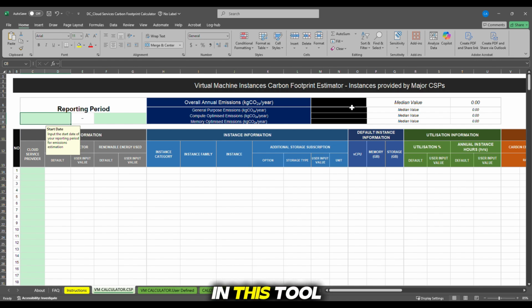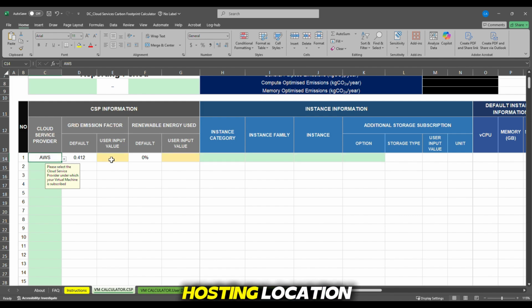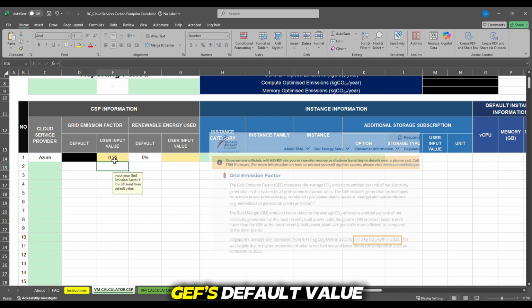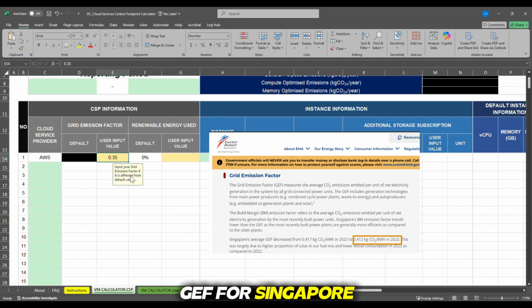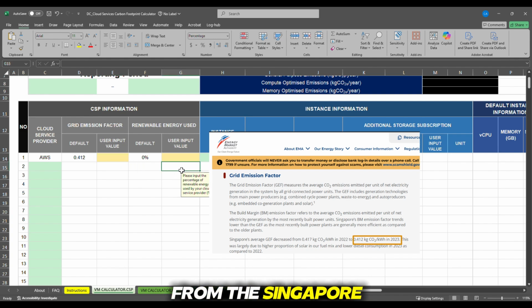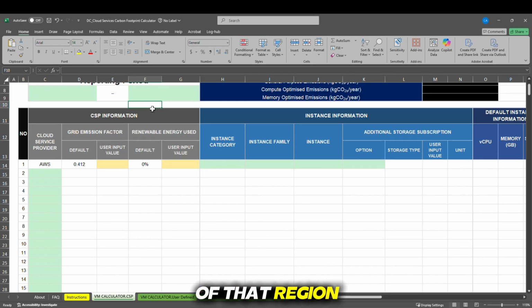The database used in this tool is based on several major CSPs. The first input required is the hosting location of the virtual machine VM. After this is the grid emission factor. GEF's default value comes from the latest EMA published GEF for Singapore. This is under the assumption that most of the services used will be coming from the Singapore region. However, in cases where instances are from outside Singapore, the user can input the GEF of that region under the user input value, and it will overwrite the default GEF value.